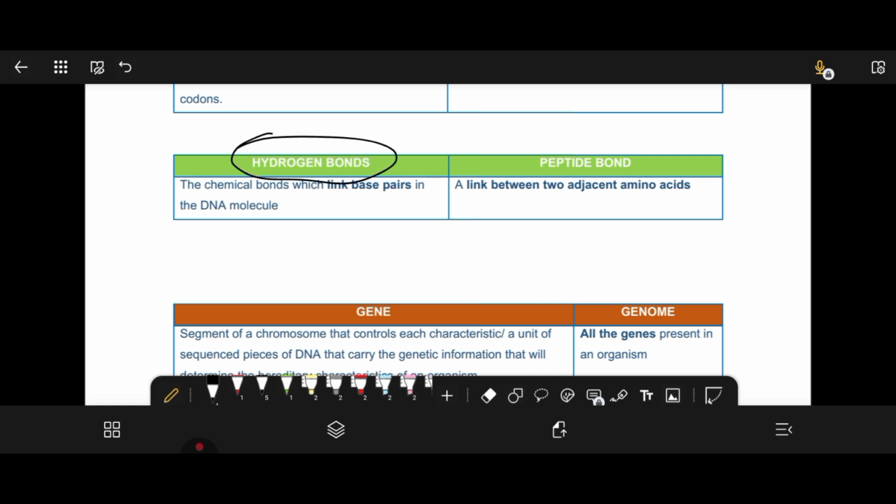Hydrogen bonds, right? So it is a chemical bond which links base pairs in DNA molecule. Remember that hydrogen bonds, we find them in DNA molecule, right? Peptide bond, it is a link between 2 adjacent amino acids. A peptide bond, take it like a glue, guys. Take it like a glue, as well as hydrogen bonds, but they have different functions. A peptide bond is found between 2 adjacent amino acids, okay?